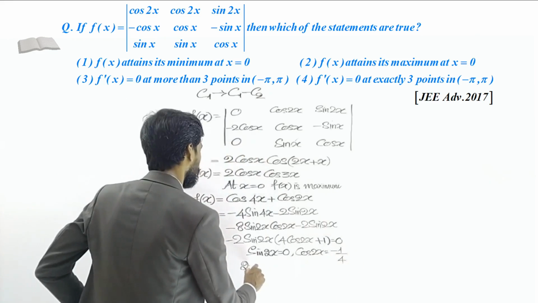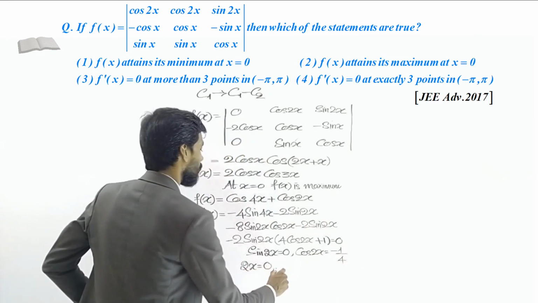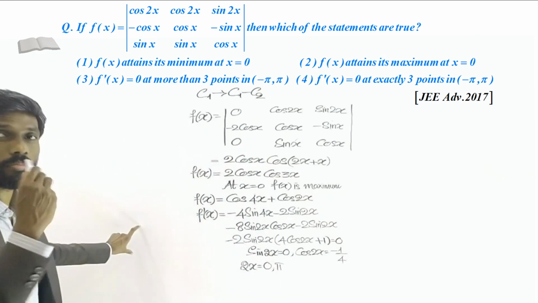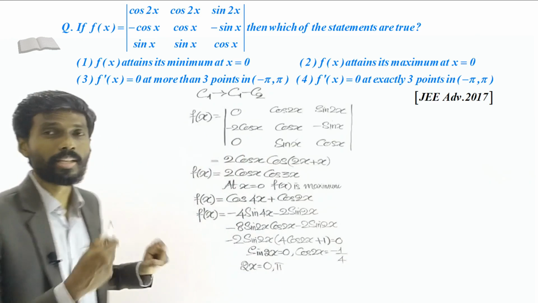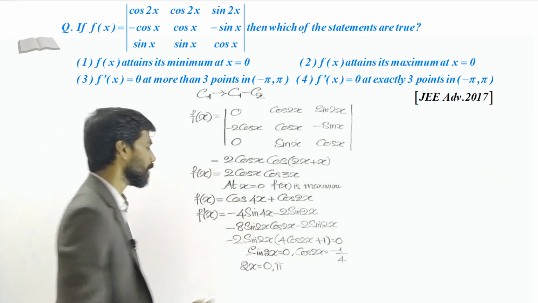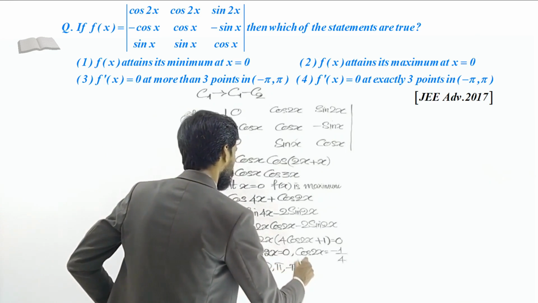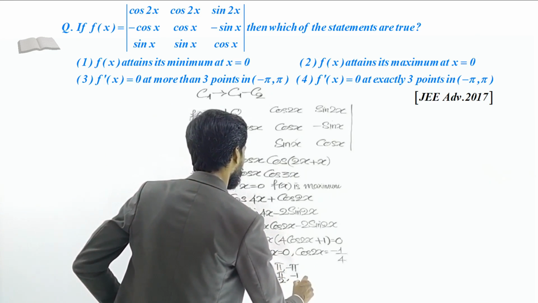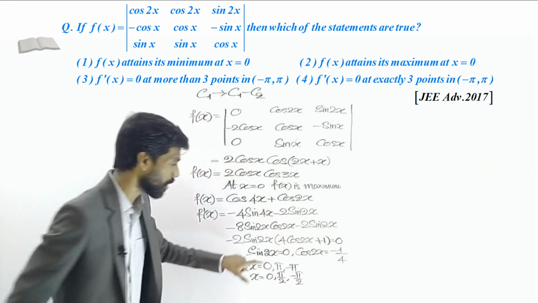So that means what can be the value of 2x? 0, or it can be pi, any multiple of pi. But x lies between minus pi and pi. So that means 2x lies between minus 2 pi and 2 pi. So 2 pi you should not take, right? Open interval. It can be minus pi. So that means x can be 0, pi by 2 and minus pi by 2. These are the solutions of this equation.